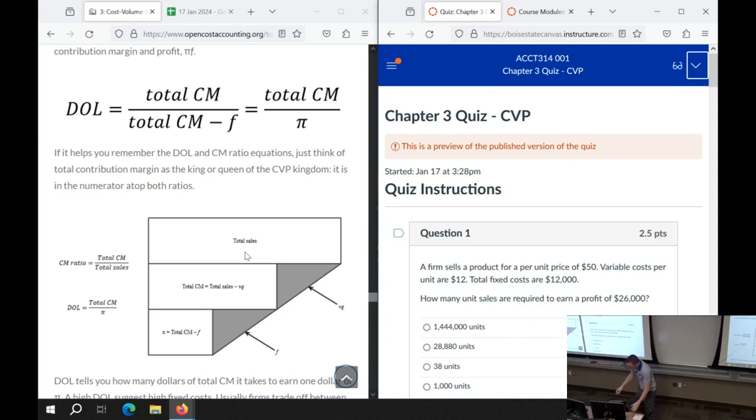There we go. Okay. And so yeah, I likely have a low CM ratio, so like 0.4, 0.3, whatever, because I have a lot of variable costs, and then I probably have fewer fixed costs, so I might have 1.2. It takes me only $1.2 of contribution to earn $1 of profit.